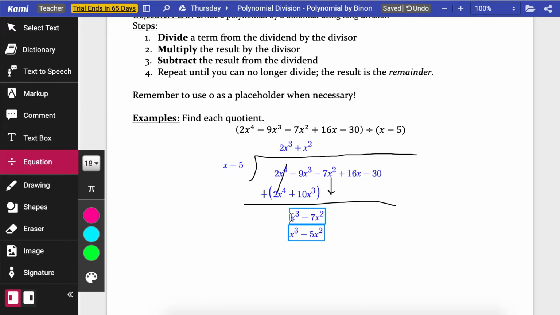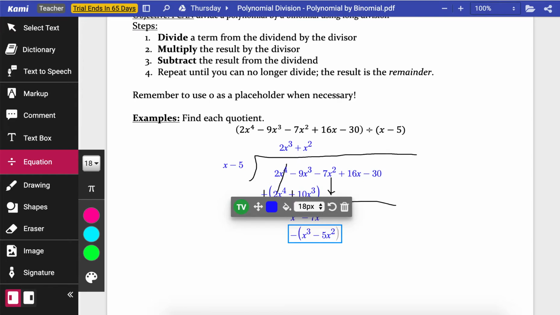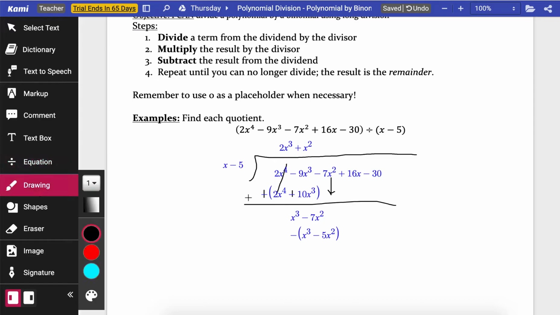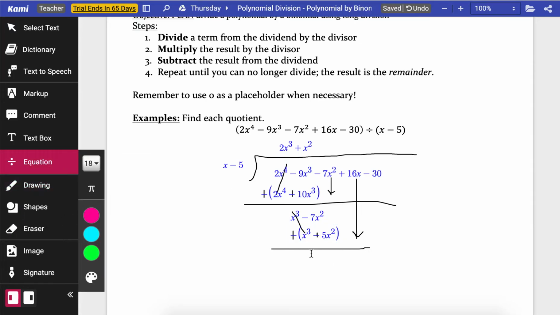So we divide x cubed by x. We multiply the result by this, and we subtract that result down here. So subtract all of this. x cubed minus x cubed cancels. Negative 7 minus negative 5. Let's notice that if we're subtracting a negative, that's the same as adding. And I'm going to show that we're carrying this down also. And so we get negative 7 plus 5 is negative 2x squared, plus that 16x that comes down.